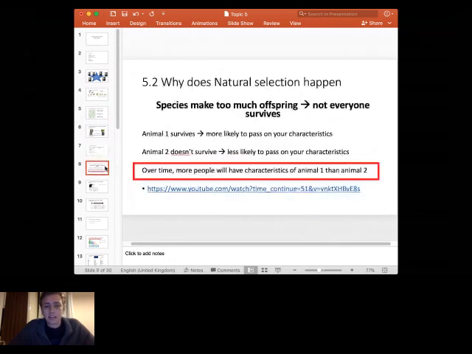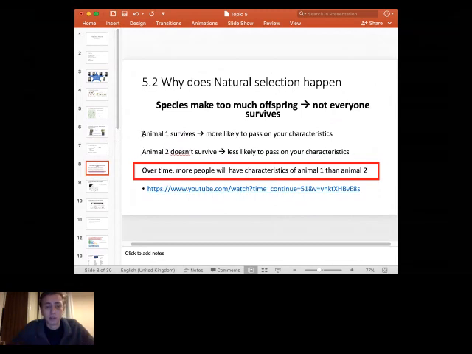So why does natural selection happen? Well, it's primarily based on the idea that species make too much offspring. So not everyone can survive in any environment, which is really important because if everyone were able to survive, well, then there'd be no pressure. There'd be no reason for a species to change over time because everybody's the same. Everybody has an equal chance of surviving, so why should person A become more favorable in one environment than in the other, okay?